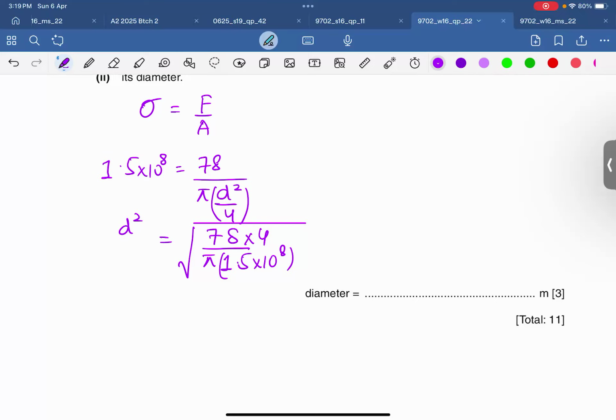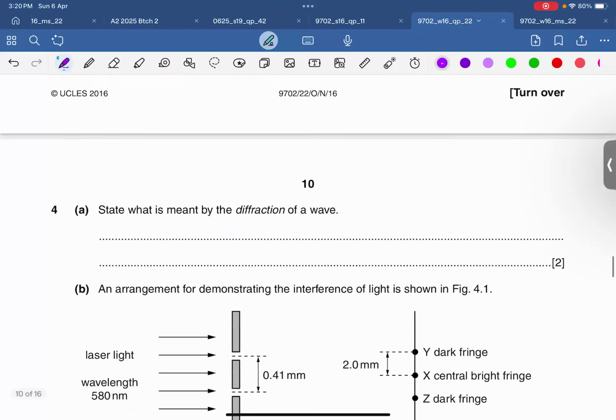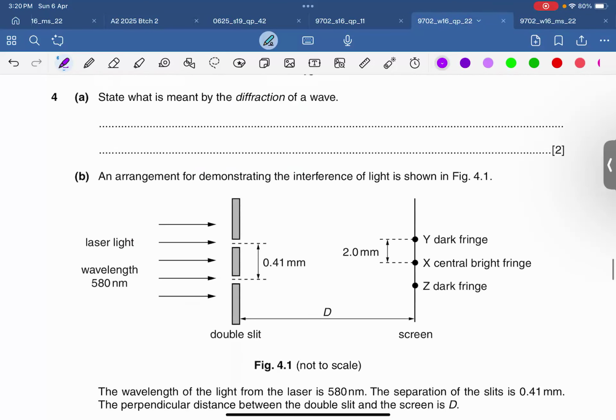Sir, 8.13 × 10^-4. 8.13. Okay, 8.1 × 10^-4. Fine. Let's see. Perfect. Okay. Irfan, now try this one. Yes, Irfan.